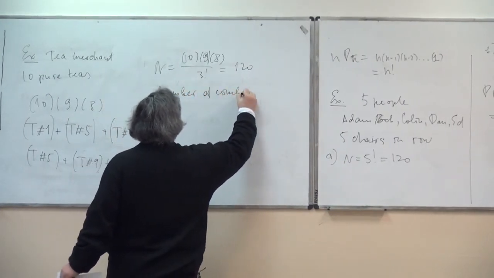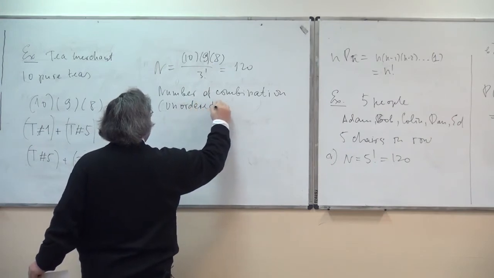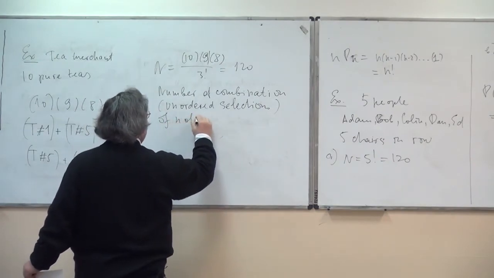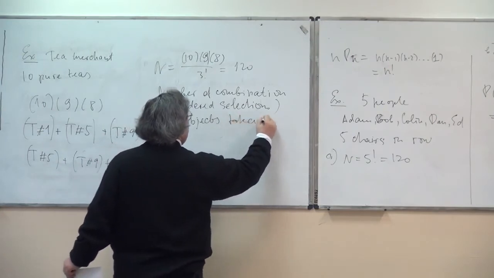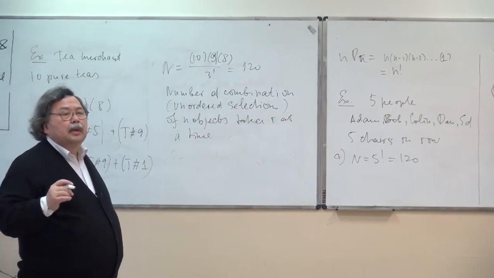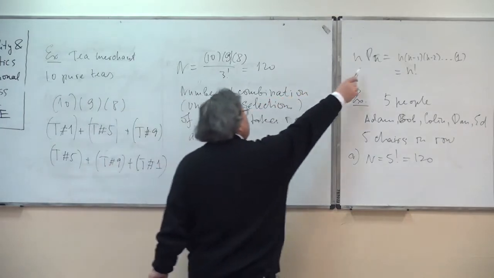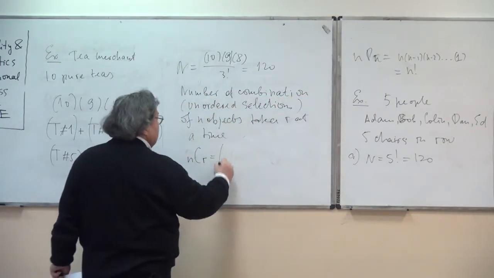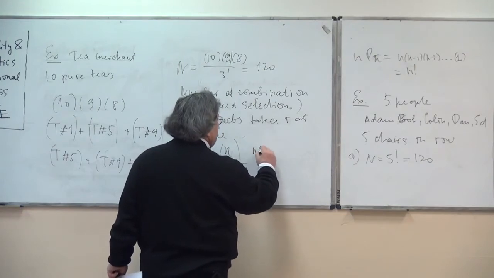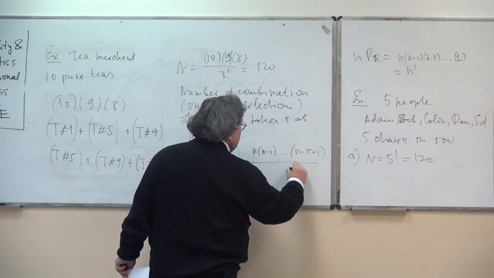Number of combinations, or unordered selections, of n objects taken r at a time. Well, there is more than one accepted notation for this. This is one of them, which is similar to this. But more popular is this one. Okay? And the formula is this. It's n times n minus 1 and so on, n minus r plus 1, divided by r factorial.